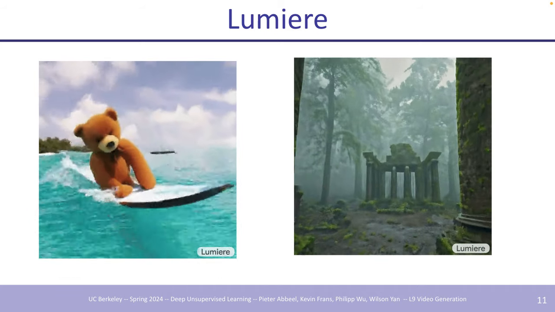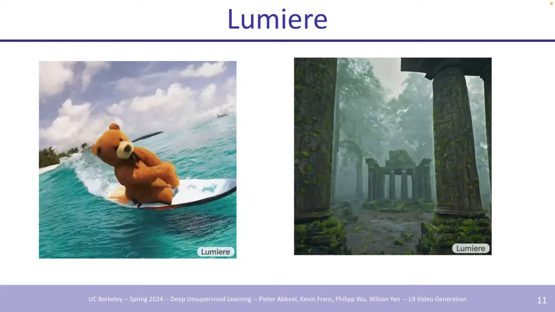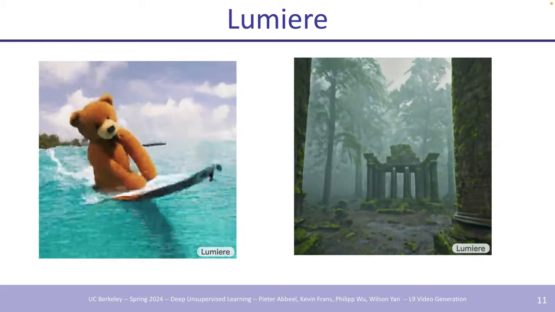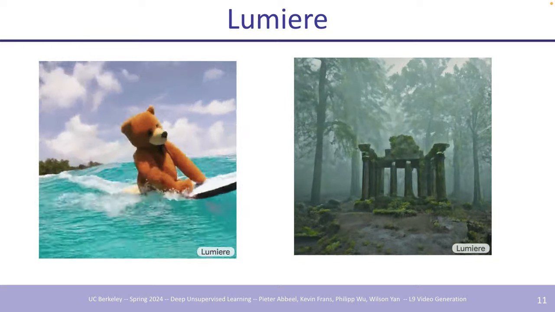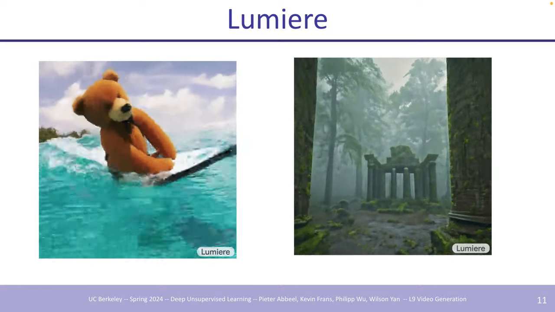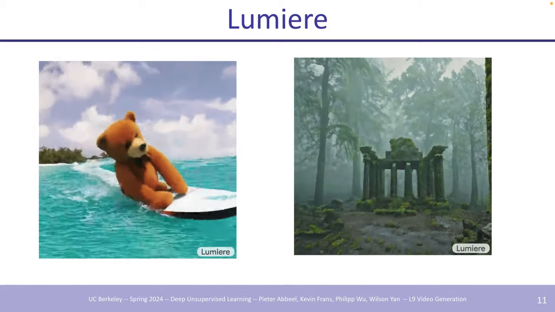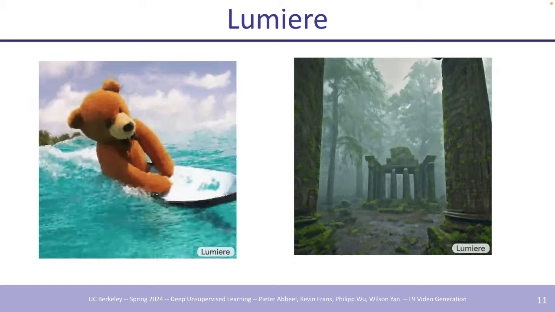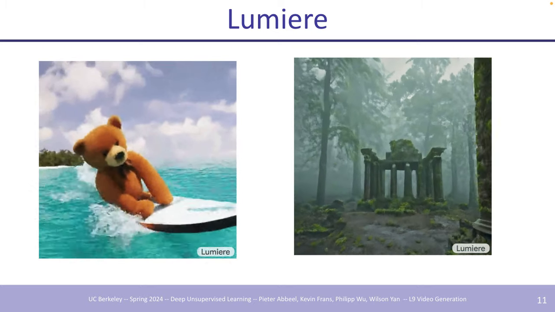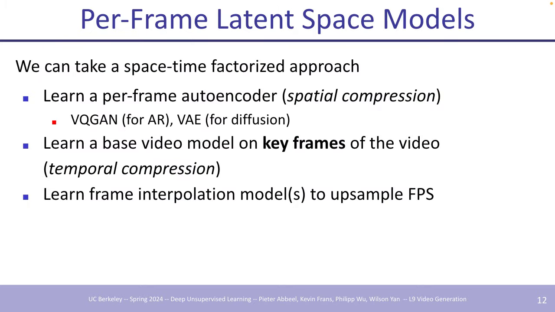These are some examples from Lumiere. So definitely more consistent now, in terms of, like, the bear is a little bit more coherent, smoother textures, stuff like that. Okay, and another way, so that was kind of like the cascaded approach, where you break it up into small pieces and you slowly apply super resolution in various dimensions until you get your final result.